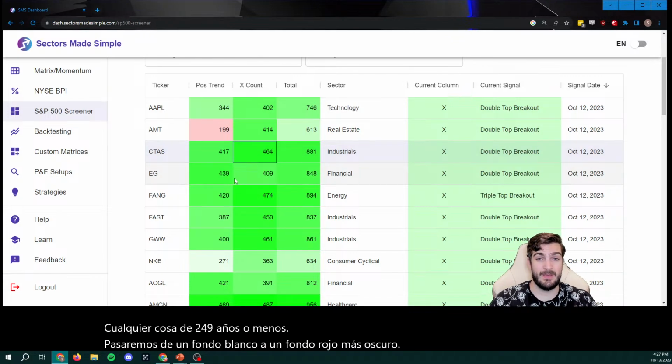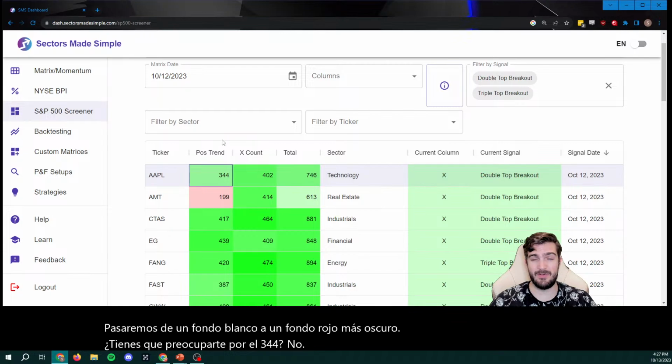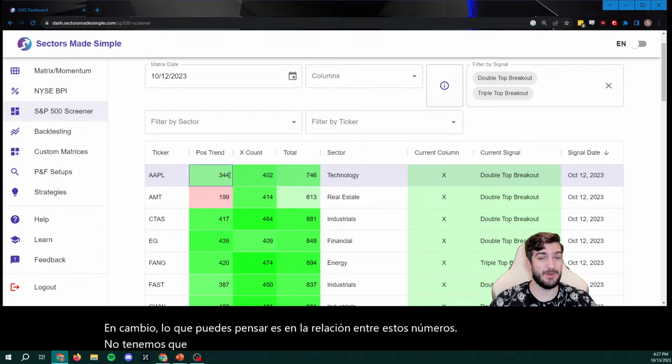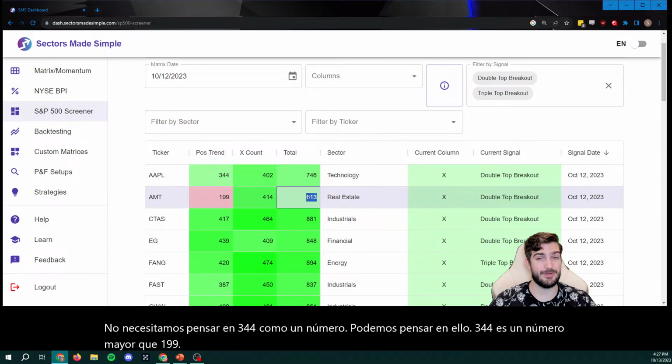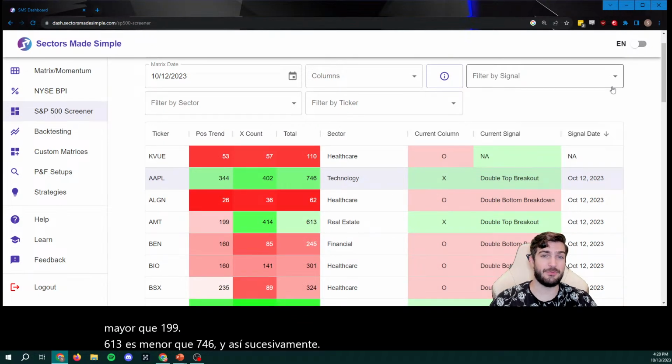So again, do you need to worry about 344? No. What you can think about instead is the relationship between these numbers. We don't need to think about 344 as a number. We can think about 344 as a bigger number than 199. 613 is smaller than 746, so on. So that's filter by signal.